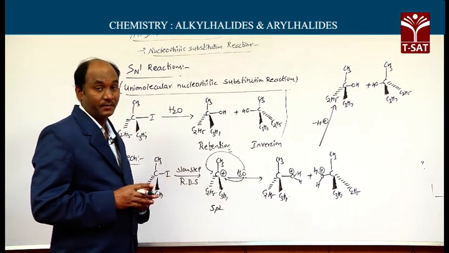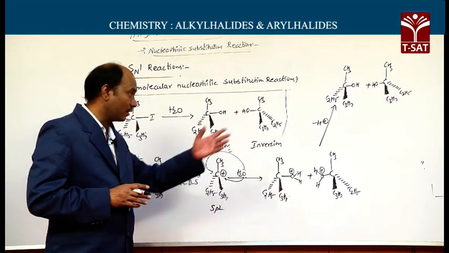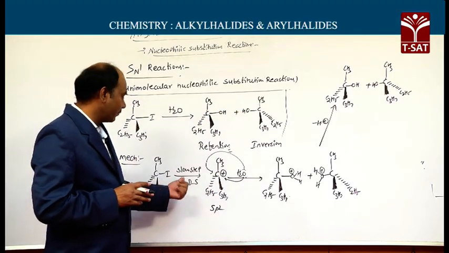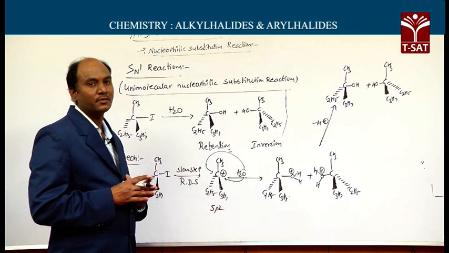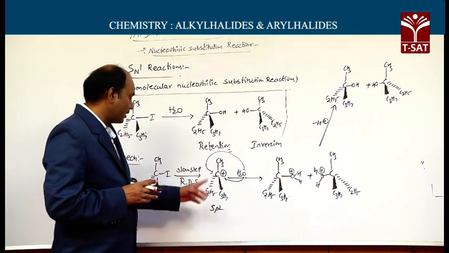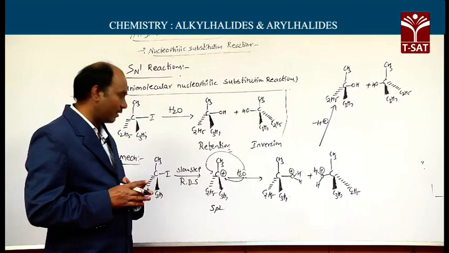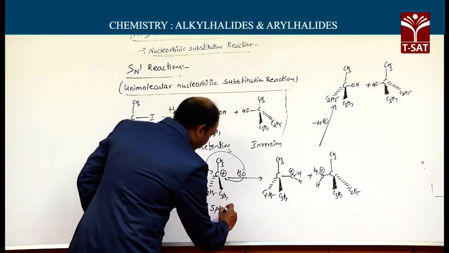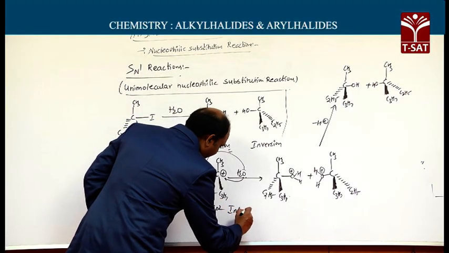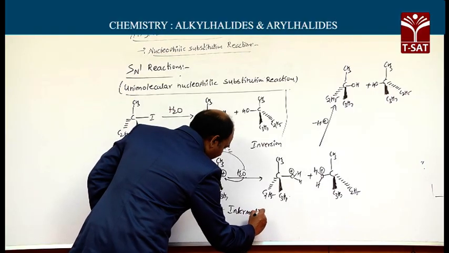This reaction takes place in 2 steps. Sometimes some reactions also take place in 3 steps, but in most cases this reaction takes place in 2 steps. The formation of the carbocation is an intermediate. This intermediate can be isolated.